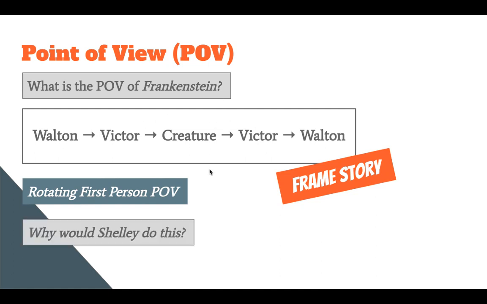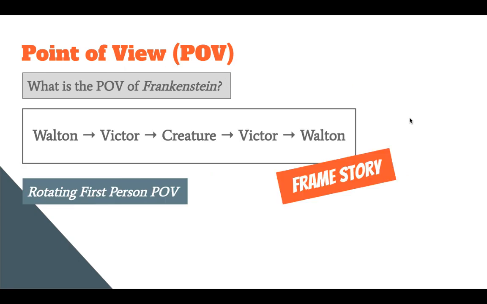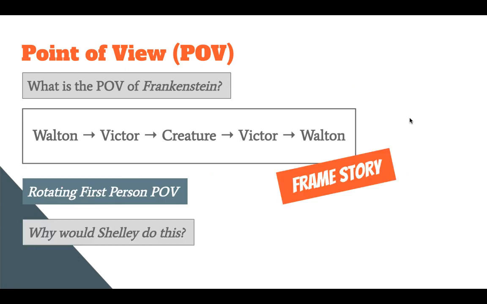So what I want you guys to think about is, why would the author do this? Why would they create a story with a rotating first person point of view? Remember to think about the advantage and the disadvantage of first person point of view. I'll go back real quick, meaning that you get deep connection with my character, but usually you only see this story from one perspective. So real quick, tell me, what do you think is a reason Shelley used this point of view?